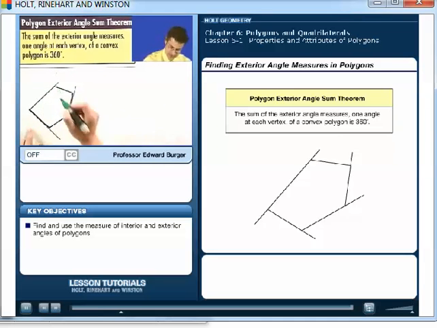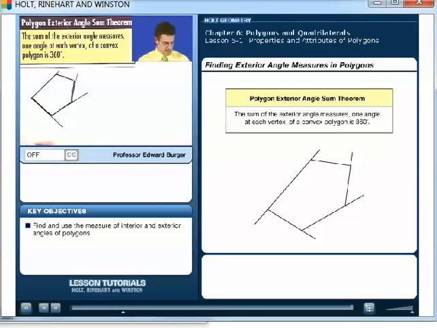Oops, I need a little space there. Then you see that we have these exterior angles. They're the angles that are out here. And so this theorem is talking about what happens if you add up all those exterior angles. It turns out no matter how I draw my convex polygon, no matter how many sides it has, the sum of these angles is always 360 degrees.